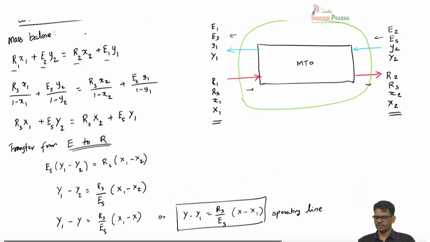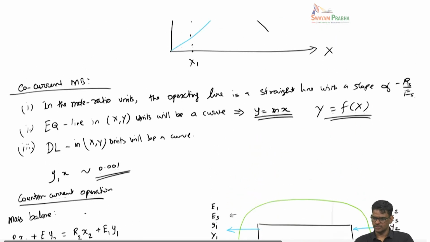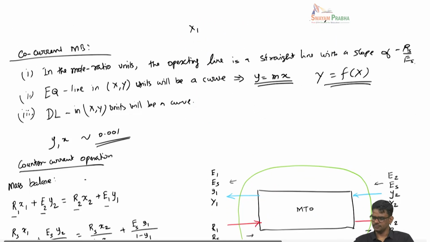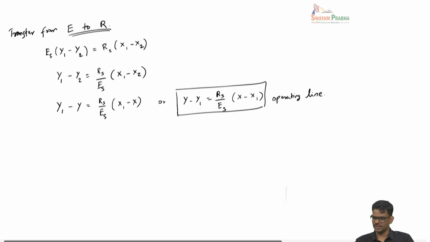So when we do the countercurrent mass balance, you also get a straight line for the mass balance, but you get a positive slope. In the case of cocurrent, we saw a negative slope. In the case of countercurrent, you will see a positive slope. Okay, so let us draw this line.